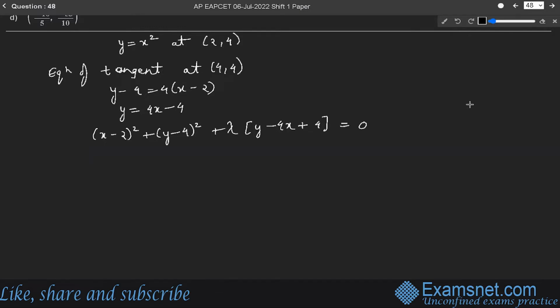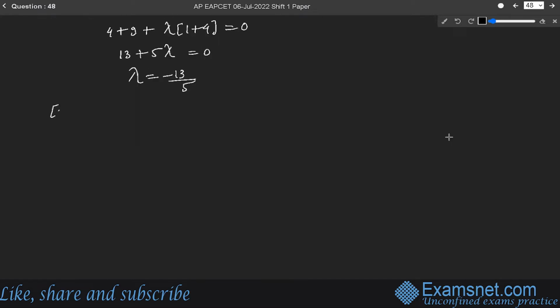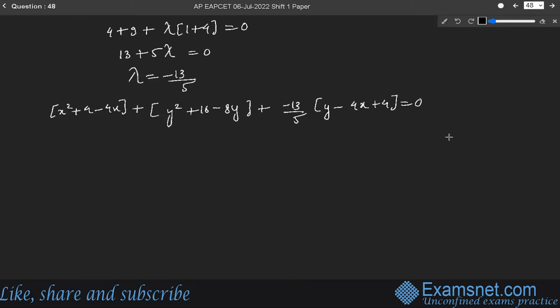And we know that the circle passes through the point 0, 1. So it becomes 4 plus 9 plus lambda into 1 plus 4 is equal to 0. On further simplification, it becomes 13 plus 5 lambda is equal to 0. So lambda is equal to minus 13 upon 5. Now we have the value for lambda. Therefore, x square plus 4 minus 4x plus y square plus 16 minus 8y plus minus 13 upon 5 into y minus 4x plus 4 is equal to 0.